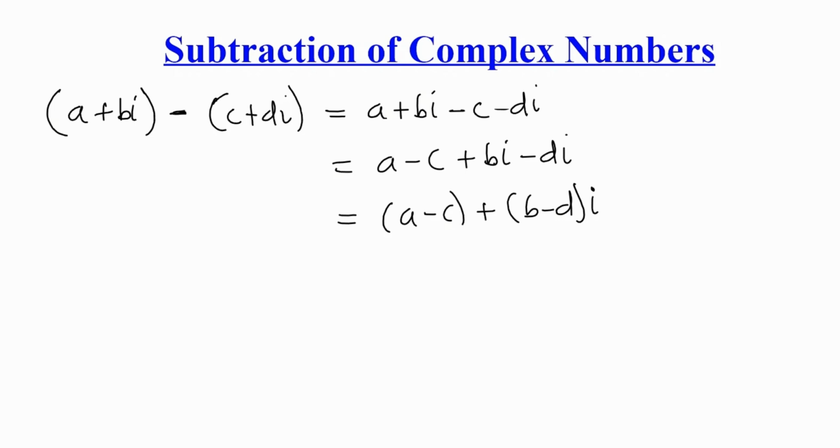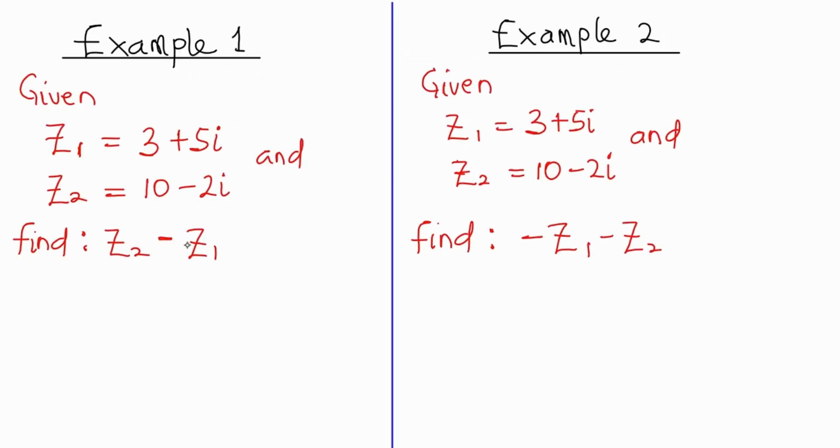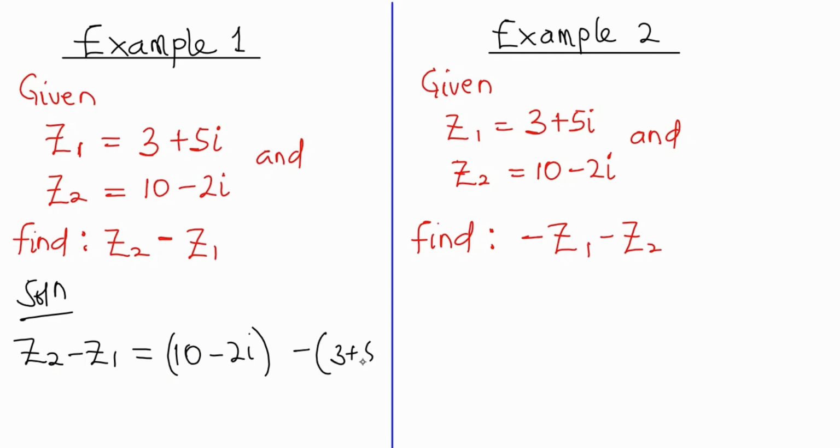Now, let's move to example 1. It says that if we have z1 equal to 3 plus 5i and z2 equal to 10 minus 2i, we should find z2 minus z1. Now we have our solution here. We are looking for z2 minus z1, and we can see that z2 here is 10 minus 2i being subtracted from 3 plus 5i. So we have this.